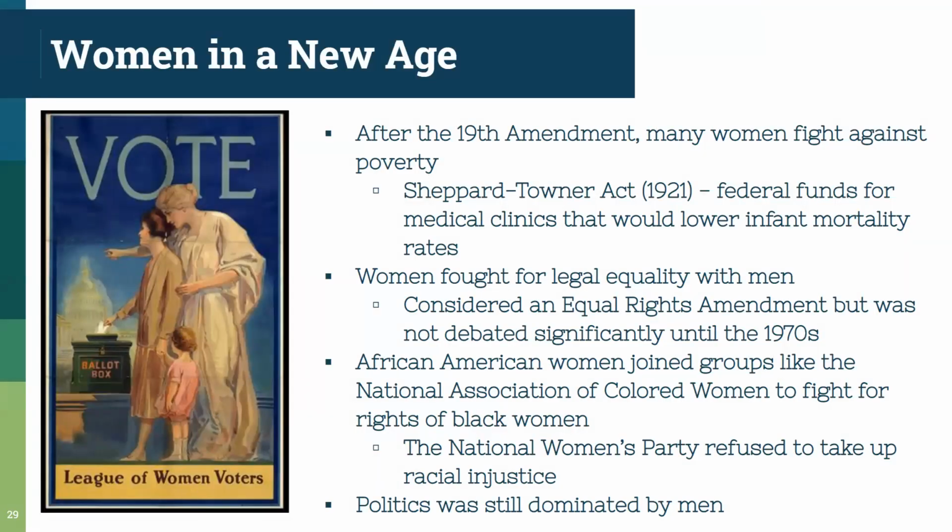Now, in a previous chapter, we had already talked about how women had gained the right to vote through the 19th Amendment. And with more women now in the electorate and able to vote in politics, politicians begin to become a little bit more reflective of what women want, like passing the Shepard-Towner Act that would try to pay for medical clinics to lower infant mortality rates. Women continued to organize to fight for women's rights and women's opportunities.